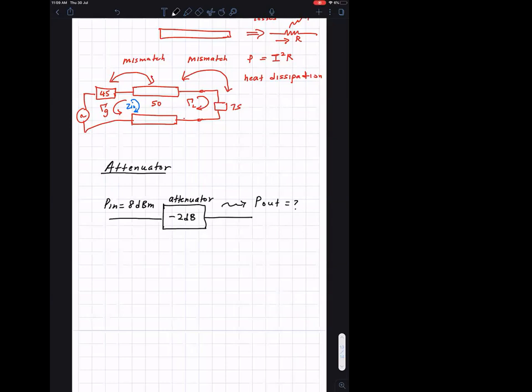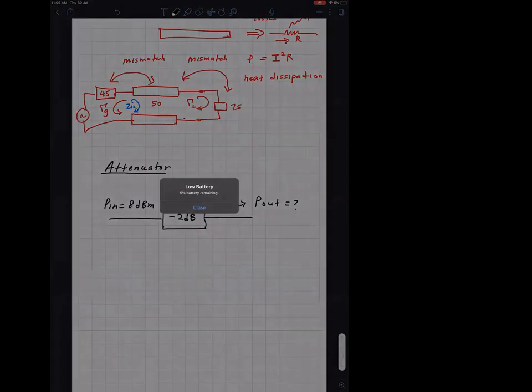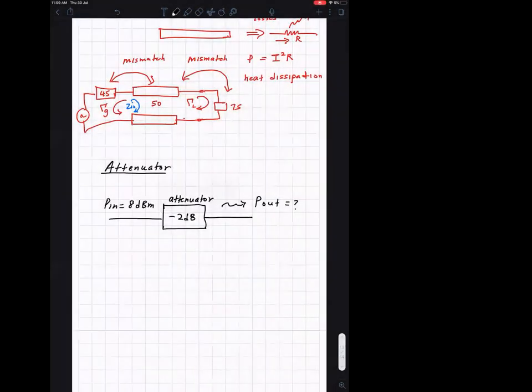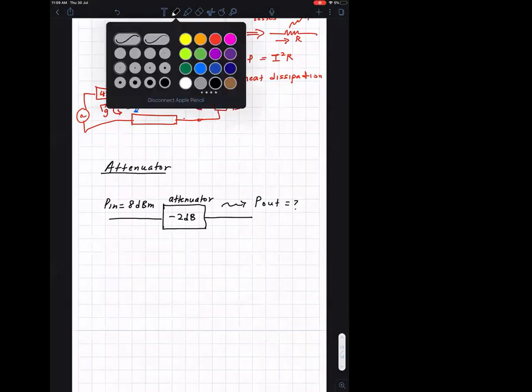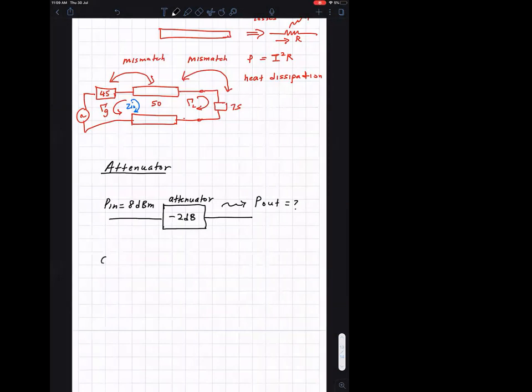there are two ways to calculate. First, I'll show you a way to calculate. This is a kind of long-winded way. One way, you know, the definition of dBm. So first, you can convert dBm to milliwatts.